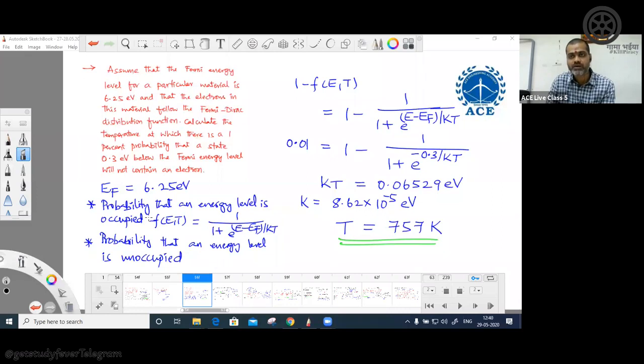At absolute zero, all the energy levels present below the Fermi energy level are filled, and all the energy levels present above the Fermi energy level are empty. That is the significance. And if you take temperature more than 0 Kelvin, exactly half of the available states are going to be occupied. Suppose in the valence band there are 5 into 10 power 10 available states, and in the conduction band also the same, 5 into 10 power 10. At any point of time, how many states are going to be occupied?